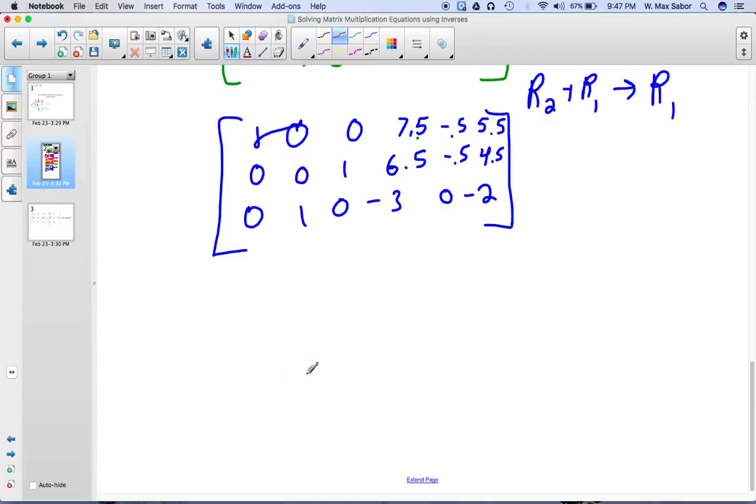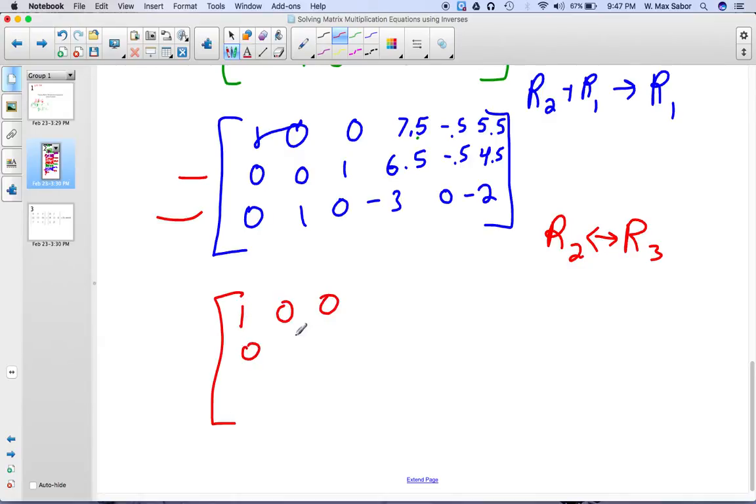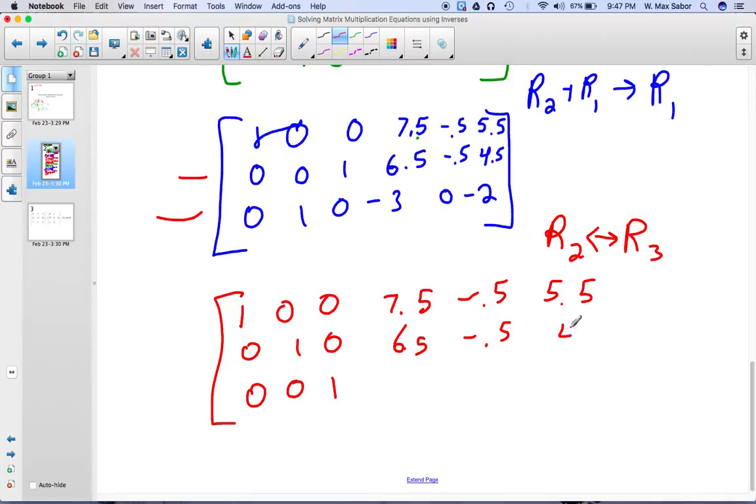And lastly, if we switch these two rows, then we will have the matrix on the left be the identity matrix. So 1, 0, 0, 0, 1, 0, 0, 0, 1. So 7.5, negative 0.5, 5.5, 6.5, negative 0.5, 4.5, negative 3, 0, and negative 2.